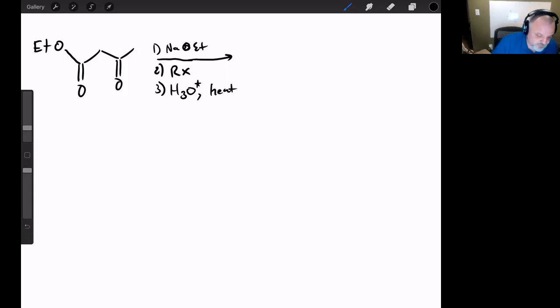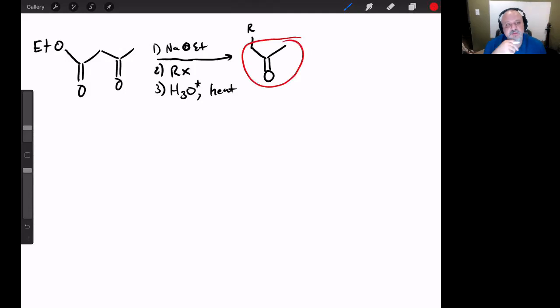So what do I end up with? Instead of a carboxylic acid, I get a ketone. So what did I effectively do here? I took this R group and I added 3 carbons and a carbonyl group to the end. I added a 3-carbon ketone to the end of this R group.